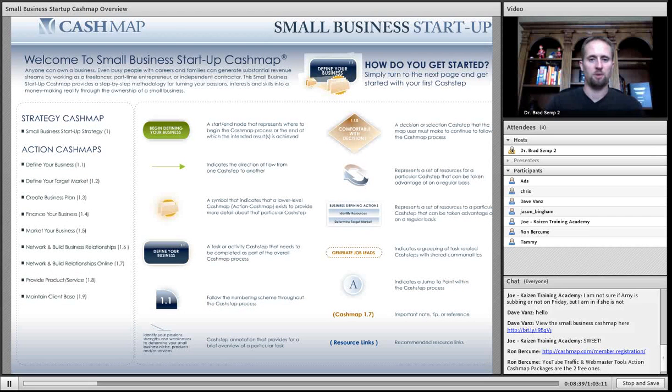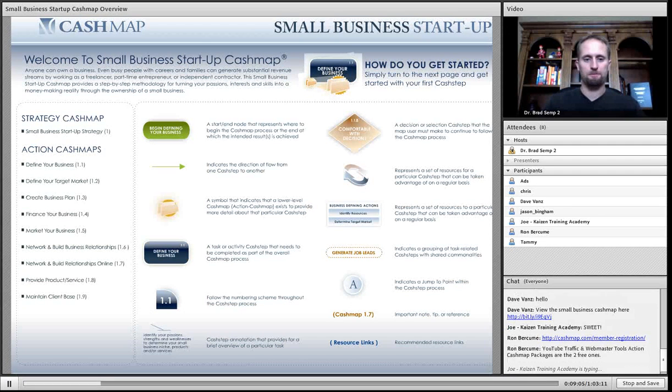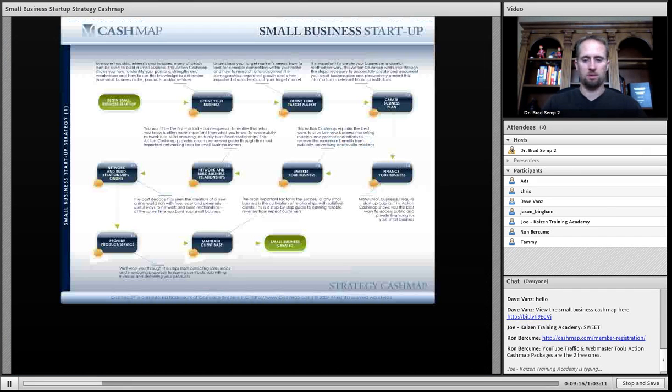I'm going to zoom back out here. And now I'm going to go ahead and open up the strategy cash map. While I'm opening this up, if you have any questions, go ahead and just type them into the box there, or raise your hand, either way. But I'm going to go ahead now and pull up our strategy cash map here. So bear with me for just one second as I pull this up. Okay, and here we go. This should be opening up now.